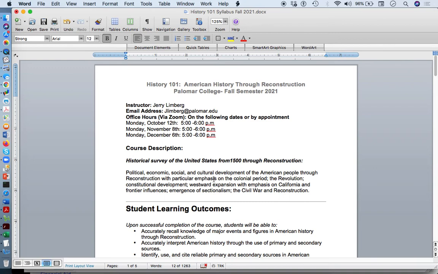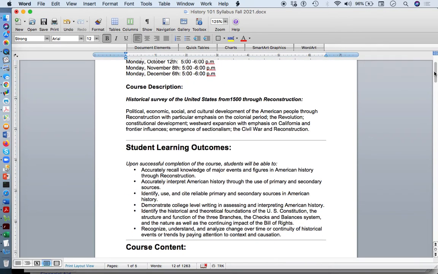Here is the course description. It's the historical survey of the United States from 1500 through Reconstruction. I'm not going to read all of this, but the course begins from 1500 and it covers themes such as the American Revolution, westward expansion, Civil War, up through Reconstruction.